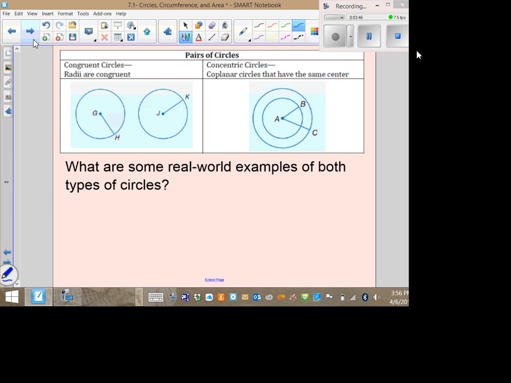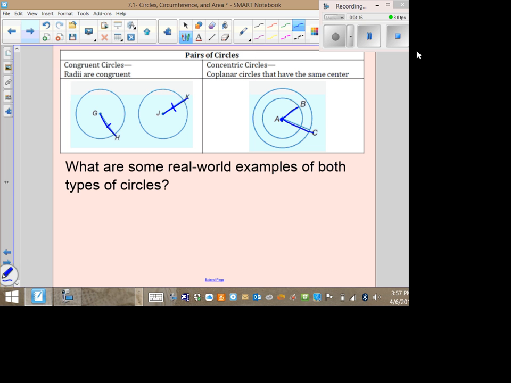All right, we're going to talk about congruent circles. So radii are congruent in congruent circles. So this is saying that GH is the same distance as JK, that those are the same radii. All right, and then concentric circles are coplanar circles that have the same center. So note here that they are both centered at A, but the distance from A to B is shorter than A to C.